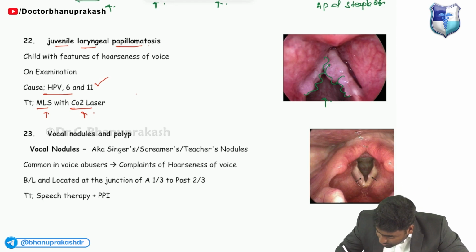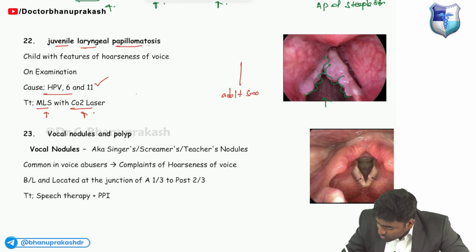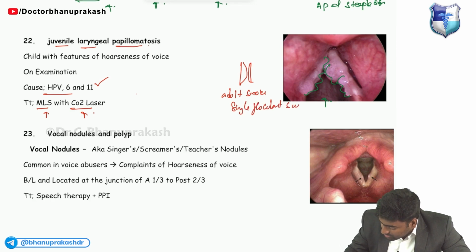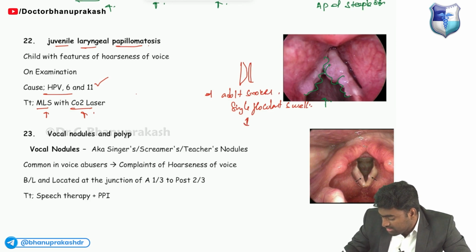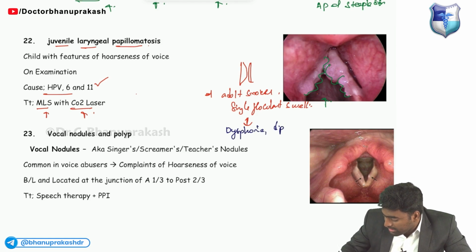Whereas if there is an adult smoker, instead of multiple outpouchings, the vocal cord has a single outpouching, a single flocculent swelling in an adult smoker. So what can you think of with the features of dysphonia and diplophonia?